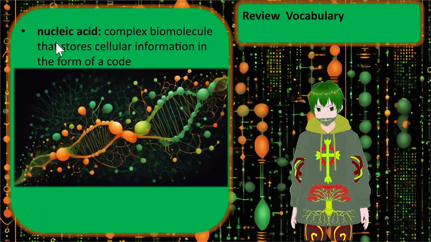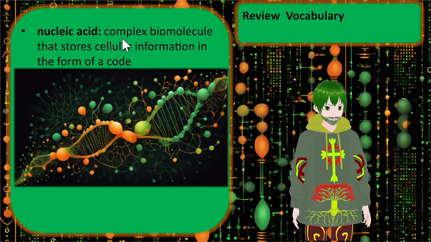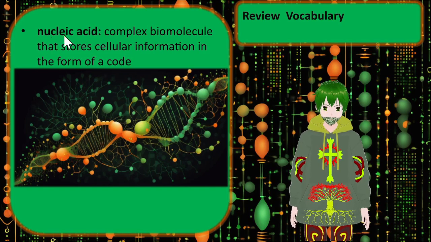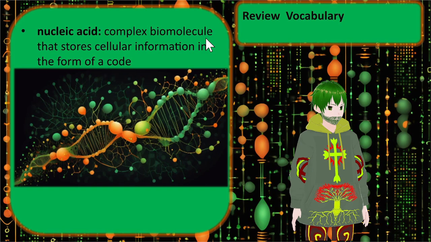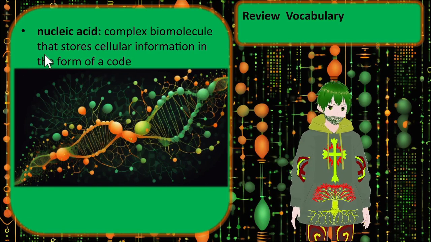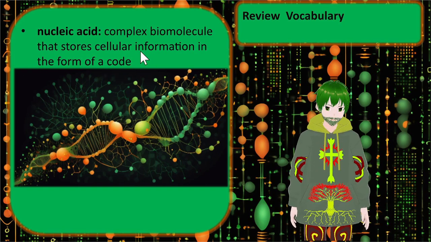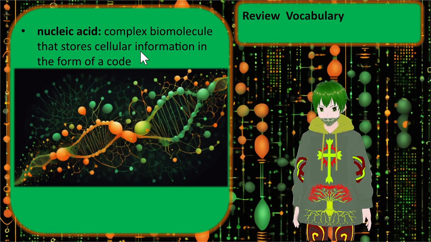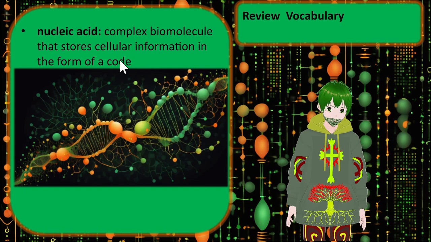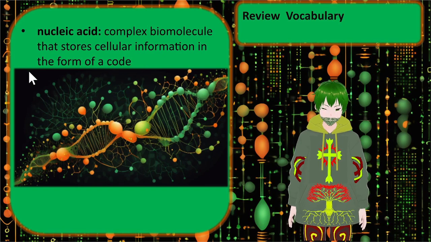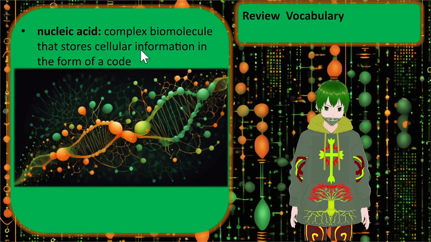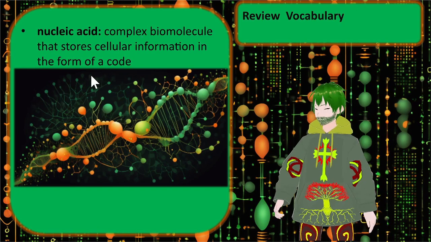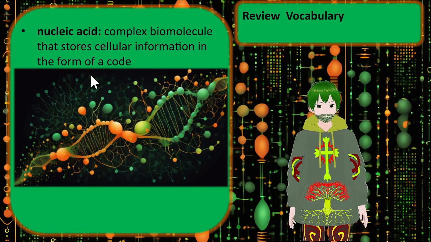The review vocabulary for today is nucleic acid, which is a macromolecule or a monomer of a macromolecule. And this is a complex biomolecule based on carbon containing a 5-carbon ring sugar, a phosphate group, and a nitrogenous base. But our definition here says that it's used for the code of life, which is also very true, very good, and we're going to keep that going.